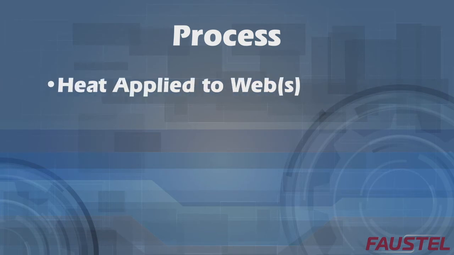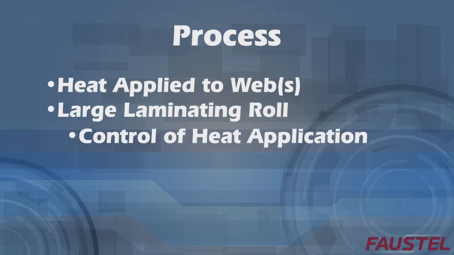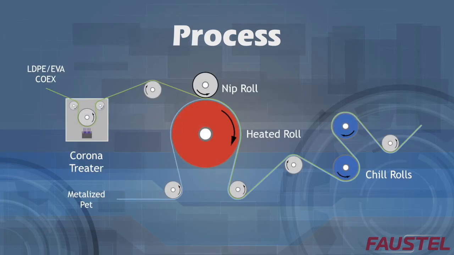Heat is applied to one or more of the webs prior to the laminating nip. In some cases, the secondary web is also preheated prior to lamination by passing it over a series of heated rolls. The laminator configuration typically includes a large diameter heated roll, so the primary web can wrap it for preheating prior to reaching the nip point. Not enough heat will result in poor bonding, while too much heat will distort or melt the web.